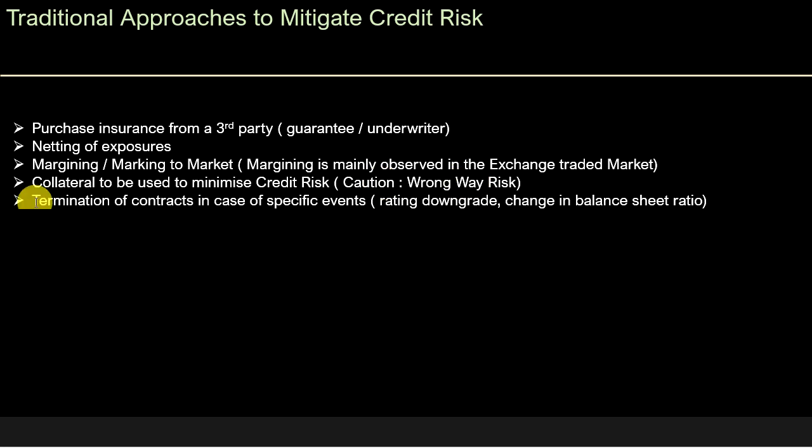Termination of contracts in case of specific events can also be used to mitigate credit risk. The specific events can be rating downgrades or a change in balance sheet ratios. So this is where, for example, let's assume that individuals have lent to a particular corporate in terms of purchasing bonds. Now there could be some specific text in the agreement which says that if the corporate's rating is downgraded or if there's some change in the balance sheets, then the contracts are terminated.